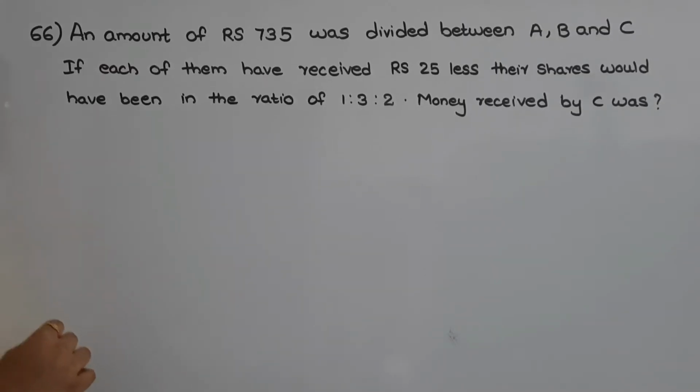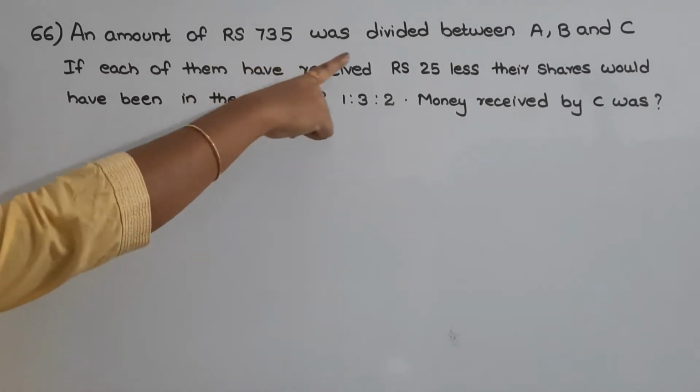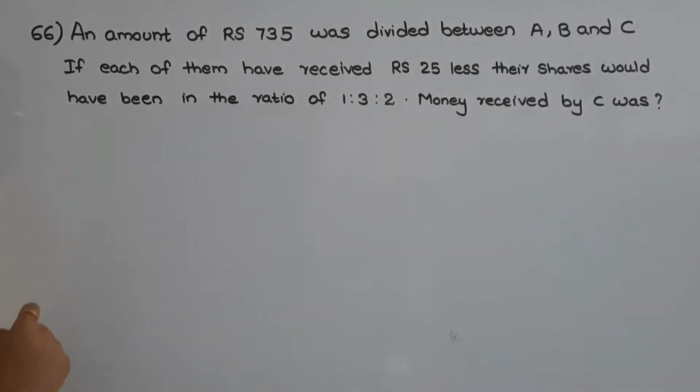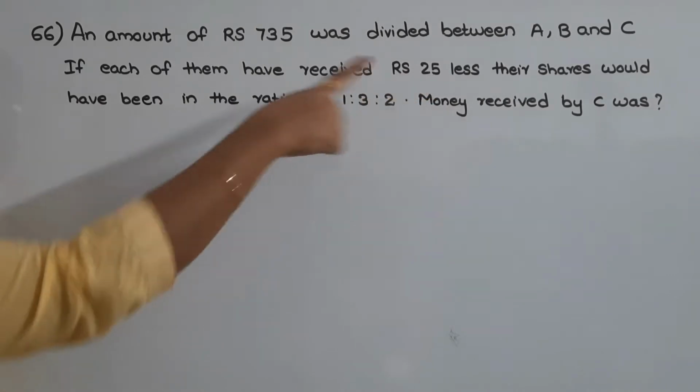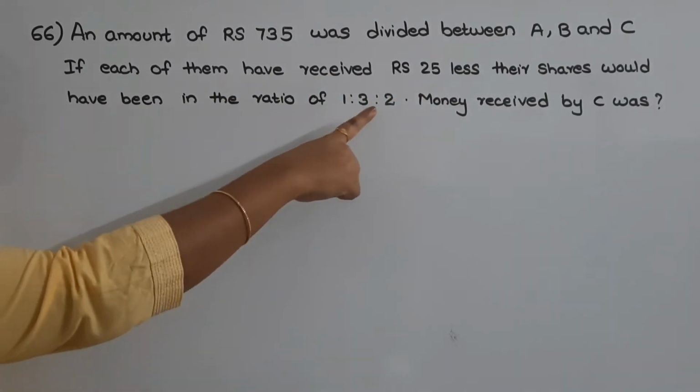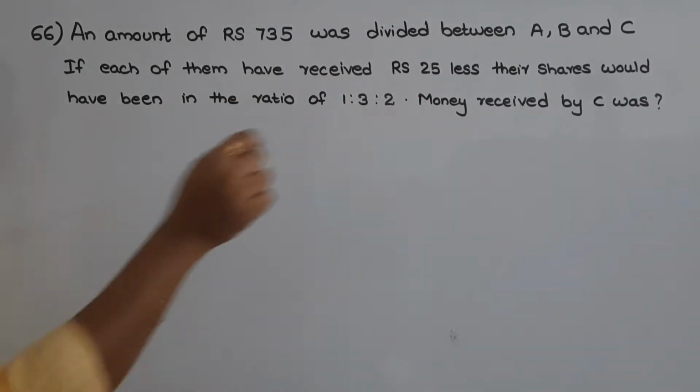The next question is: an amount of rupees 735 was divided between A, B and C. If each of them had received rupees 25 less, their shares would have been in the ratio 1 is to 3 is to 2. Money received by C was?